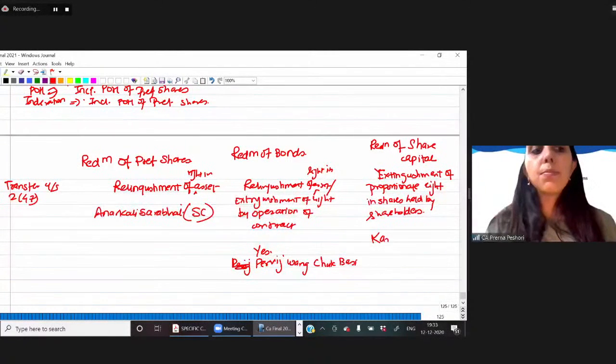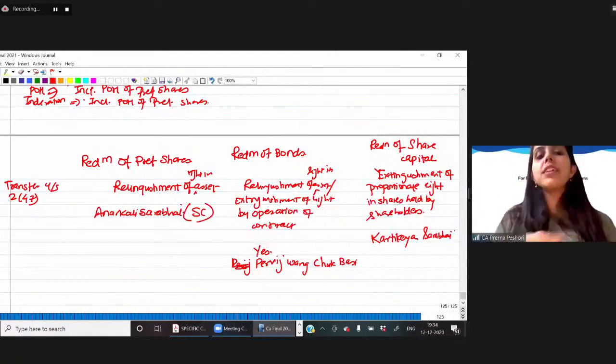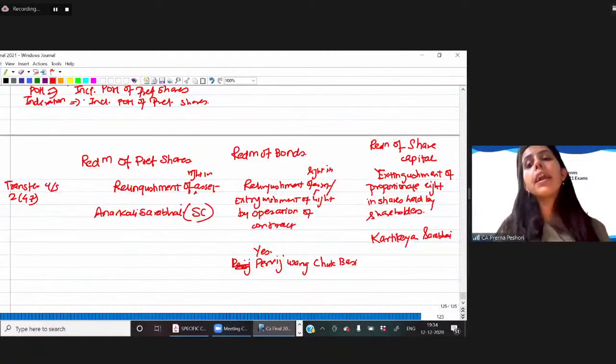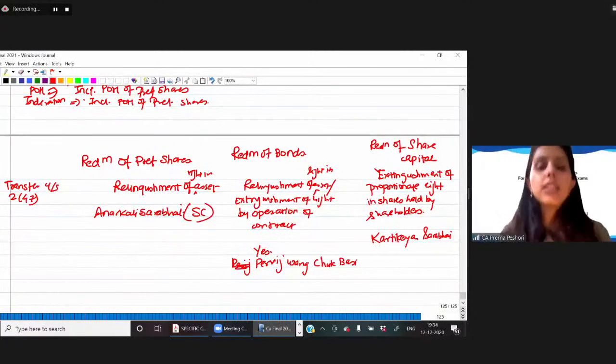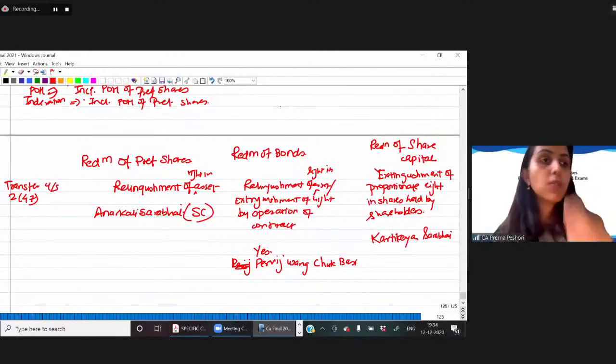And this is as per the judgment of Kartikeya Sarabhai. So redemption of preference shares is as per Anarkali Sarabhai and reduction of share capital is as per Kartikeya Sarabhai. Is it clear? So these are some of the things you will have to remember, could be there as a part of MCQs.